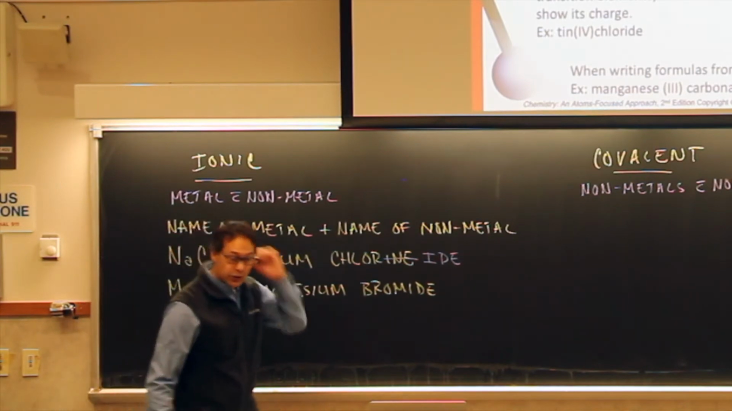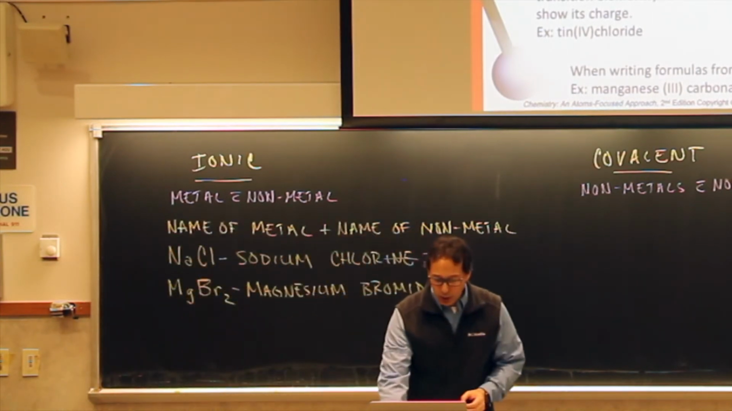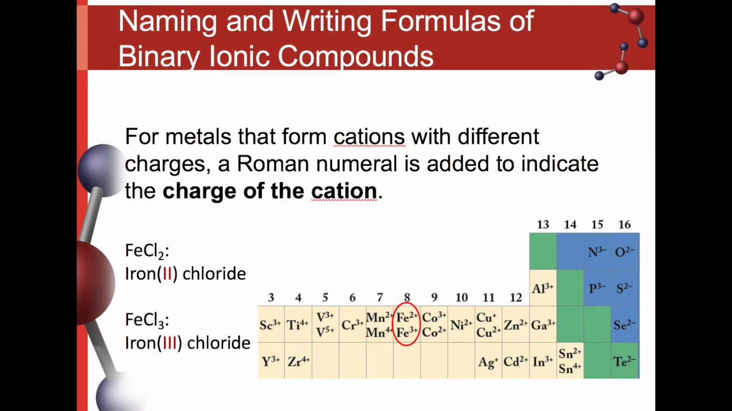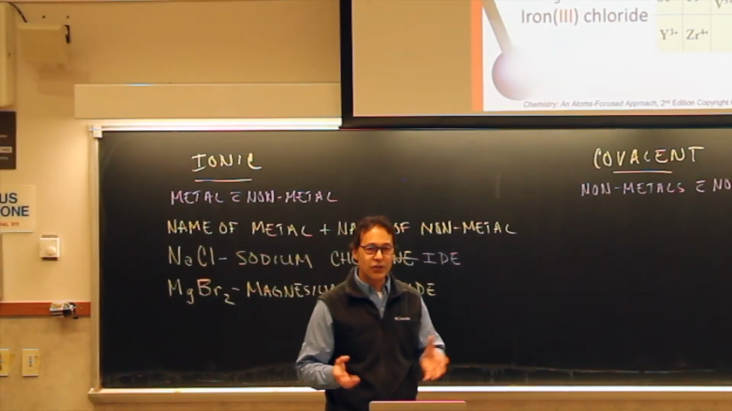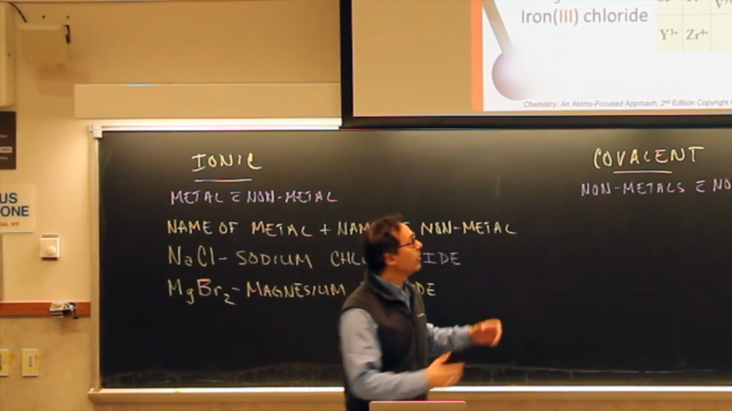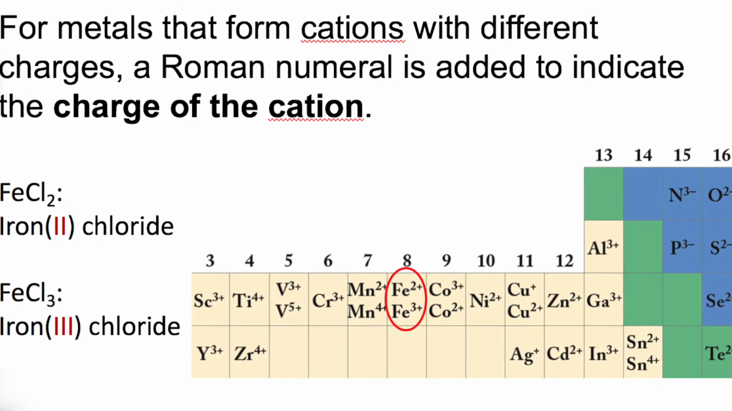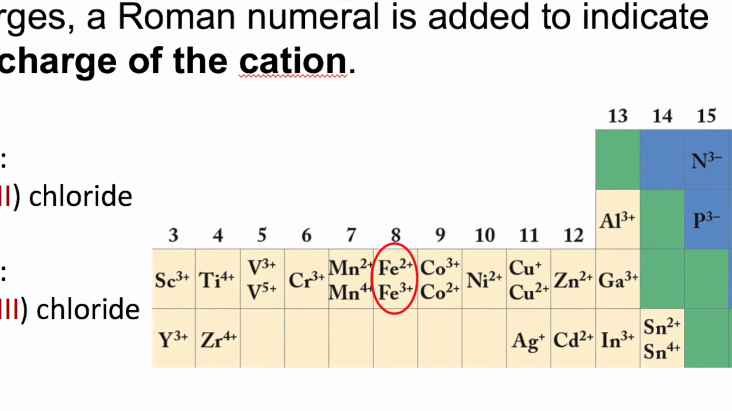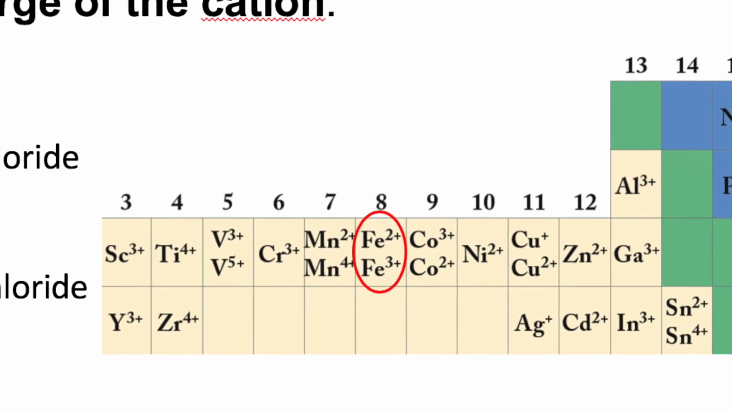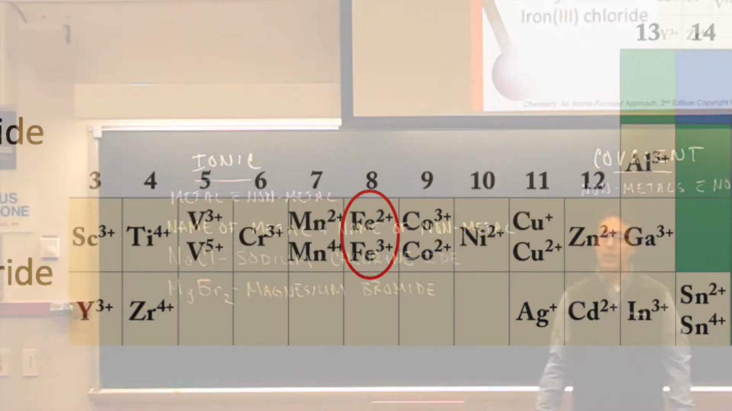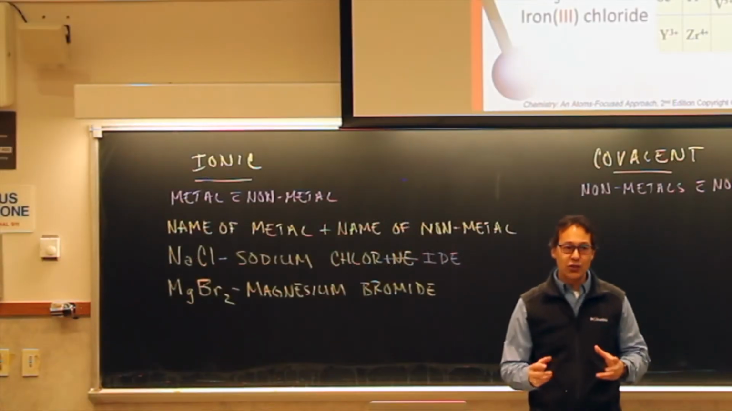Now, where it gets a little tricky is when we have our transition elements. Our transition elements, some of them will have more than one valence. That is to say, they could have more than one charge. And we remember that iron, for example, when we were messing with quantum mechanics and orbital notations and all that fancy stuff, iron could be a 2+ and it could be a 3+. And that changes the formula.